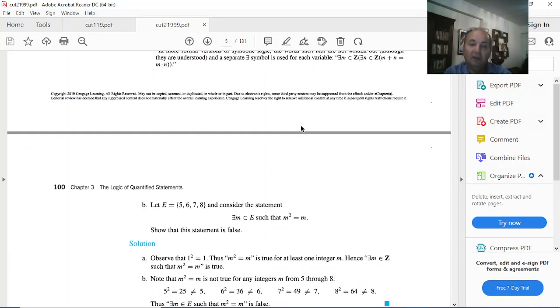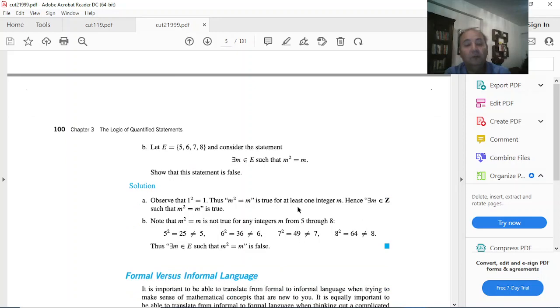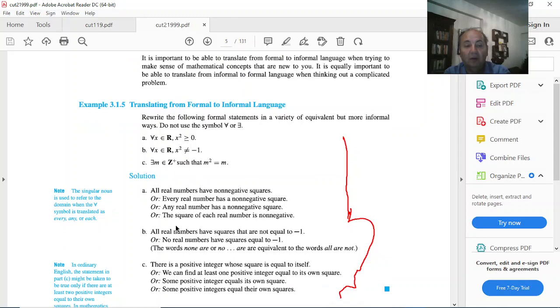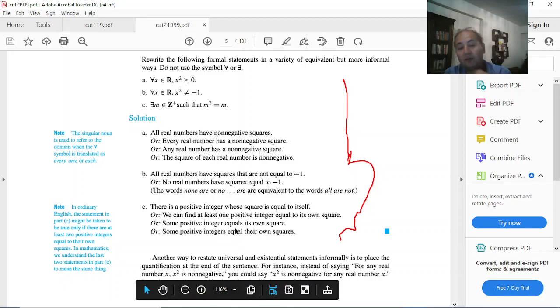That's it. Part A is true, but part B, no way. Part B is completely false because 5, 6, 7 does not satisfy this equation. And this is the formal language. All real numbers have squares that are not equal to -1. There is a positive integer r such that r squared is equal to itself.